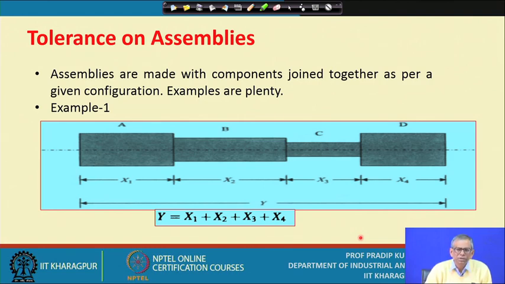Now there could be several examples. Examples are plenty. I am just mentioning 2 simple examples.